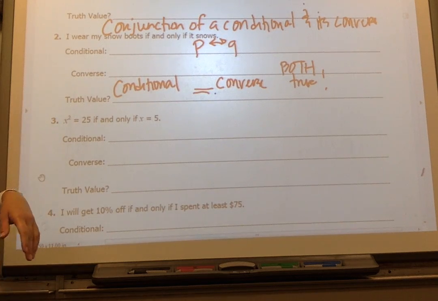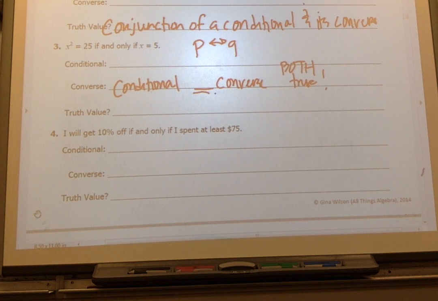Number 3, your conditional statement is if x squared equals 25, then x equals 5. And your converse would be if x equals 5, then x squared equals 25. And while it seems true, it's actually false. The conditional is false because x could also be negative 5, and negative times a negative is also a positive 25. So that actually is false.